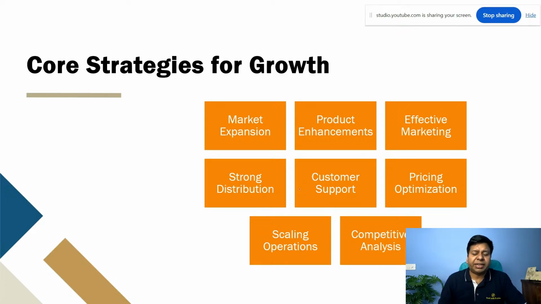Effective marketing strategy. As I mentioned in the previous slide, the marketing budget will increase in the growth stage. How to reach the customer? Marketing research will also be required. So effective marketing strategies and branding strategies are required in the growth phase.